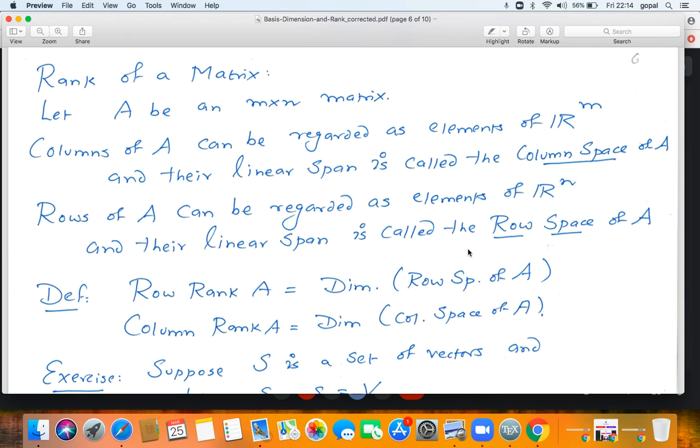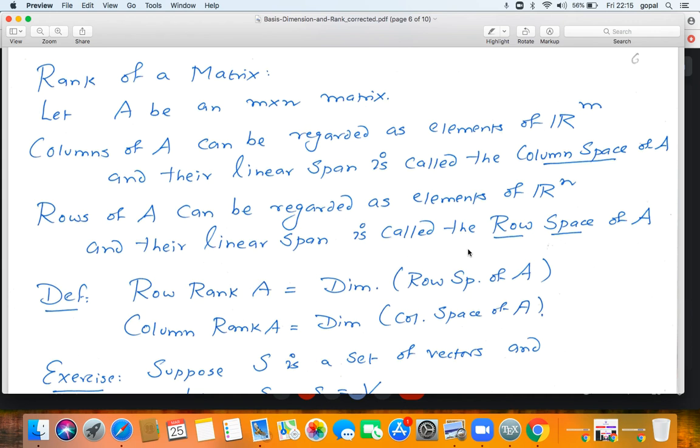And so I could take the columns of A and consider their linear span. That will be a vector subspace of Rm. This vector subspace is called the column space of A. Similarly, the rows of A can be regarded as elements of Rn, and I get a bunch of vectors in Rn. I can take their linear span, and this linear span is called the row space of A. So associated with any m cross n matrix, there is a column space of the matrix and there is a row space of that matrix.